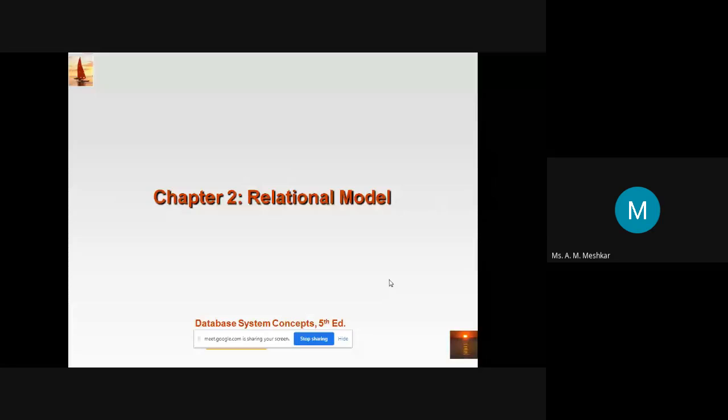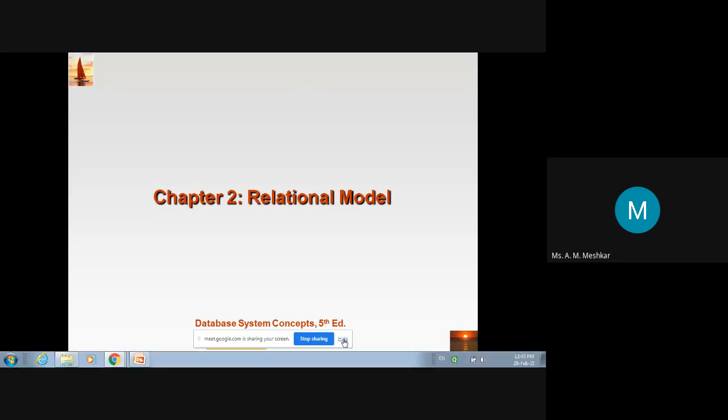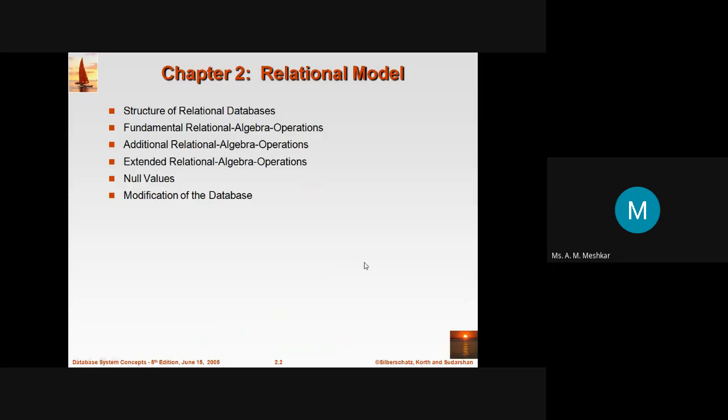Okay, well, let's start with the next chapter in the same unit, relational model. In this we will be studying these topics: structure of relational databases, fundamentals of relational algebra operations.